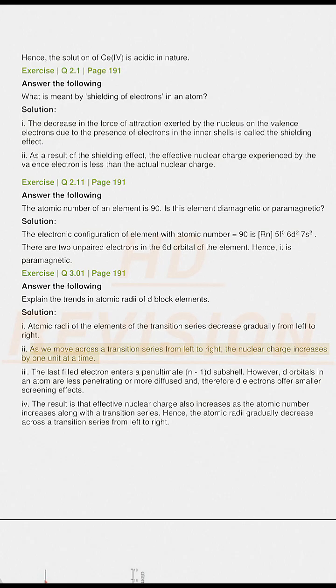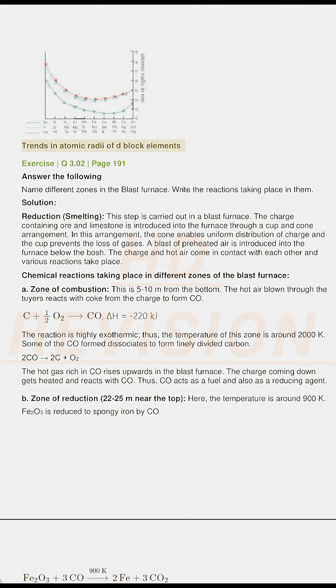The last filled electron enters a penultimate (n-1)d subshell. However, d orbitals in an atom are less penetrating or more diffused and, therefore, d electrons offer smaller screening effects. The result is that the effective nuclear charge also increases as the atomic number increases along a transition series. Hence, the atomic radii gradually decrease across a transition series from left to right. Trends in atomic radii of d-block elements.